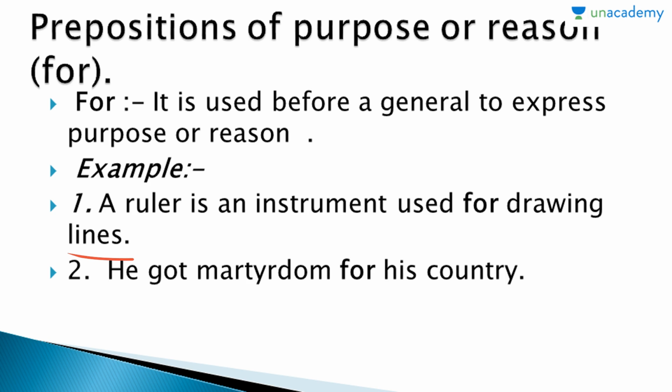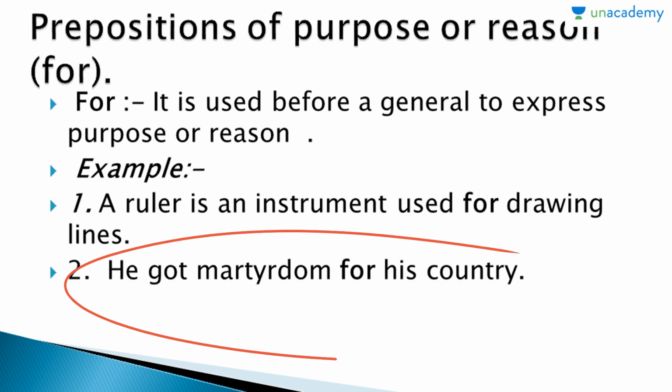Let's see the next example. He got martyrdom for his country. So again, the purpose or reason why. Here, the purpose or reason is actually not coming forward. This is a different kind of use, in which for is being used as a preposition which brings forth the relationship of for whom the martyrdom is. So martyrdom is for his country. So this is another use of for.